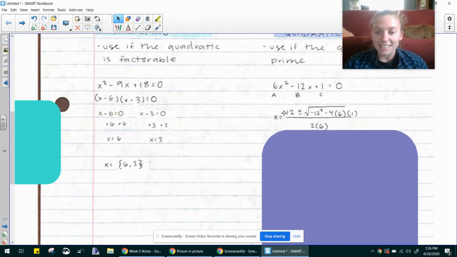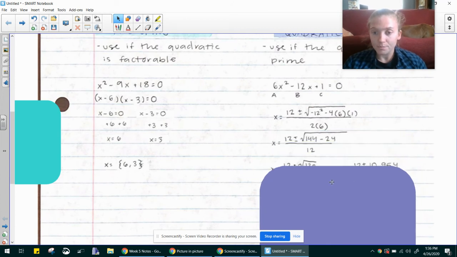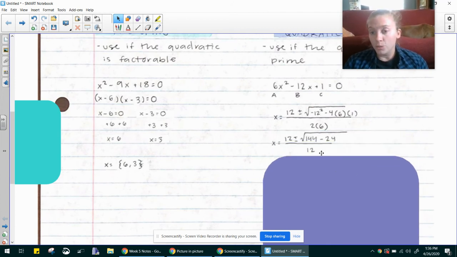So we have x equals -b, a negative of -12 is positive 12, plus or minus the square root of b squared, so -12 squared, minus 4ac, a is 6, c is 1, all over 2a, 2 times 6. So the next thing we're going to do is deal with our multiplication and our squaring. x equals 12 plus or minus, well, -12 squared is 144. 4 times 6 times 1 is 24, and 2 times 6 is 12.